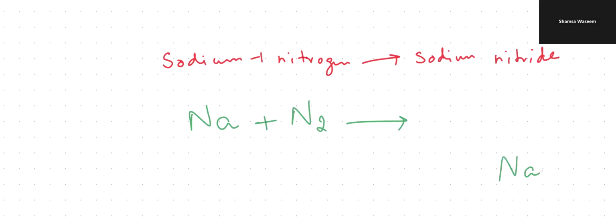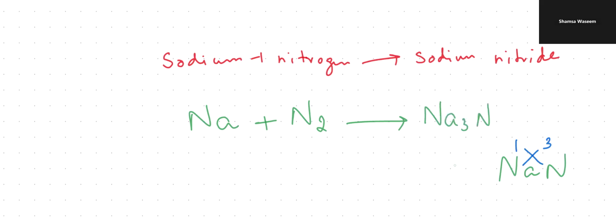Sodium is in group 1, so it loses 1 electron. I write down 1. Nitrogen is in group 5, so it gains 3 electrons. I'll write down 3. They are going to be cross multiplied, so sodium will be multiplied by 3 and nitrogen by 1. So the correct formula of sodium nitride will be Na3N, right? I hope it makes sense, right?